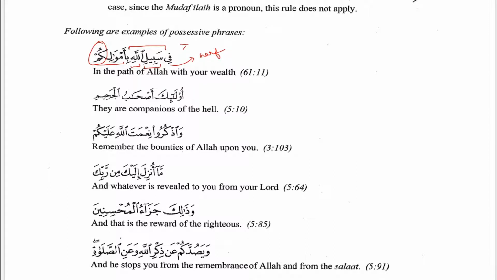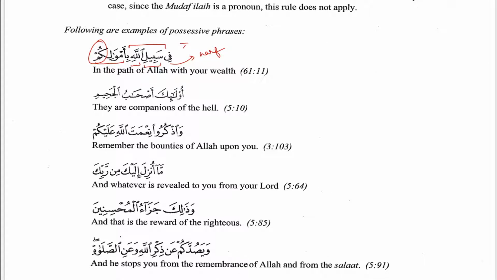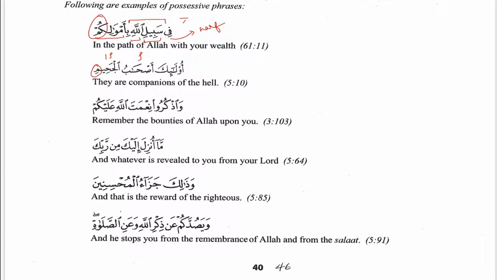So let's take the second example. Ulaika ashabul jahimi. So where is the mudaf and mudaf ilay? This is the mudaf. This is the mudaf ilay. So ashabul jahimi. Ashabu is indefinite. It must be indefinite. Mudaf must always be indefinite. It is indefinite, and the mudaf ilay is al jahimi. So it's definite, and it has a kasra at the end, which is as expected.